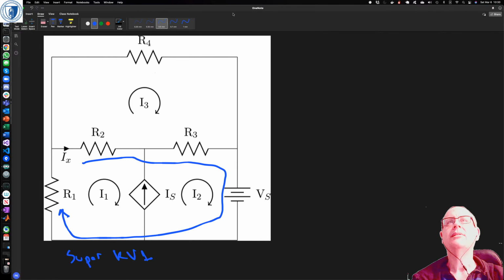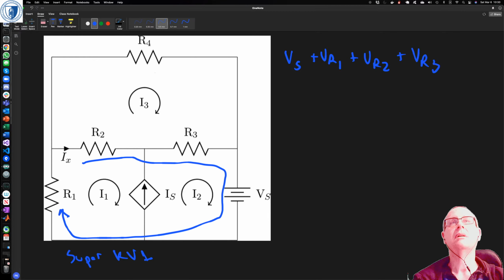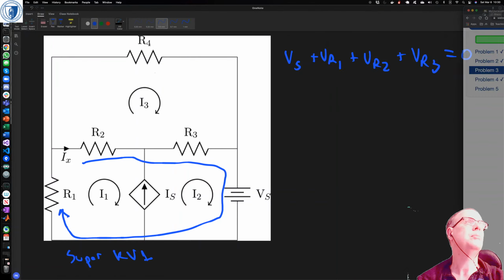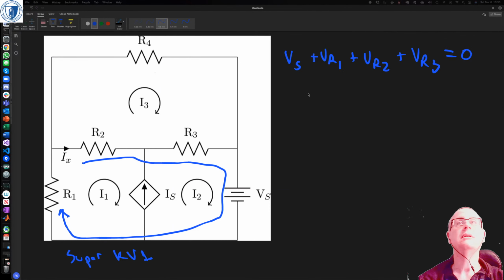And then what does that tell us? Well, that tells us that we have VS, because we're going through there, plus VR1 plus VR2 plus VR3 equals 0. And I've forgotten what all those numbers are, so let me just see if I can put that up on my other screen so I can read the numbers off. Right, so VS is 11 volts.